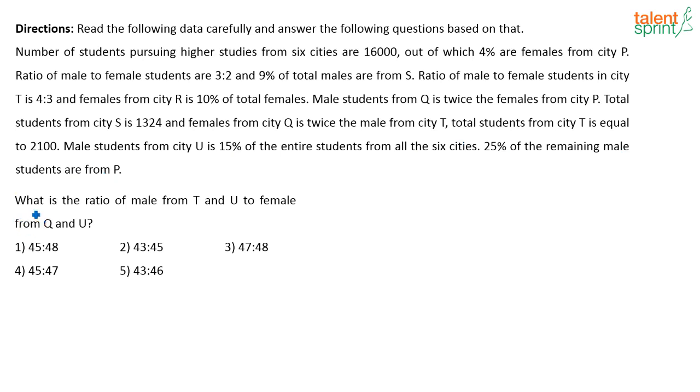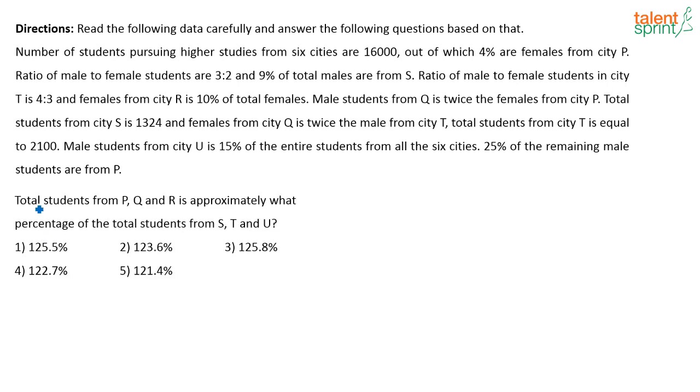And what is the first question? What is the ratio of the male from T and U to female from Q and U? So to solve this question, I have to find out the male in T, male in U, female in Q and female in U. It's going to take a little bit of time. Okay, next question. Which city has the second highest difference of male to female students? Again, for that I will have to find out the values. Total students from P, Q and R approximately is what percentage of the total students from S, T and U? Again, I have to get all these values to get the answer.